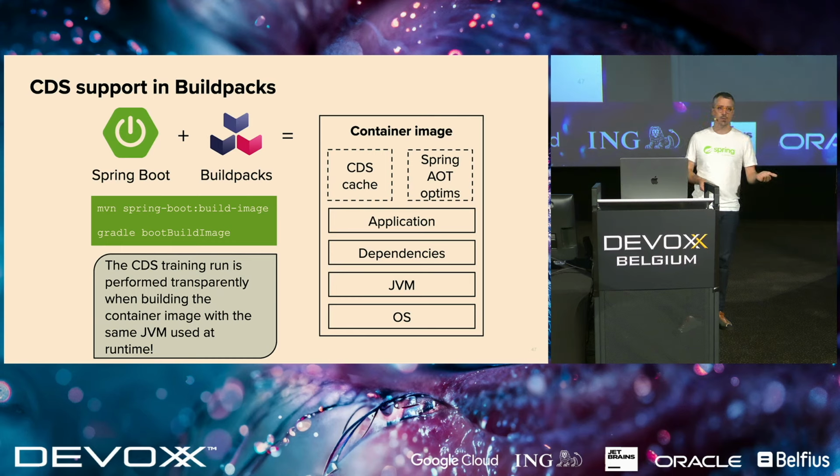So extracting our Spring Boot executable jar is cool, but that's a bit low level. And we wanted to provide a feature that is as simple as a flag to enable. So what we have built with Buildpack, and by the way, we document that in Spring Boot reference documentation with Dockerfile. It's just more work because you need to write your Dockerfile with various steps, but it's possible and documented. But with Buildpack, which is an open source project that allows with Spring Boot to create a container image with one command, so Maven spring-boot:build-image or Gradle bootBuildImage, we have a CDS flag that we can enable, and we have also a Spring AOT flag.